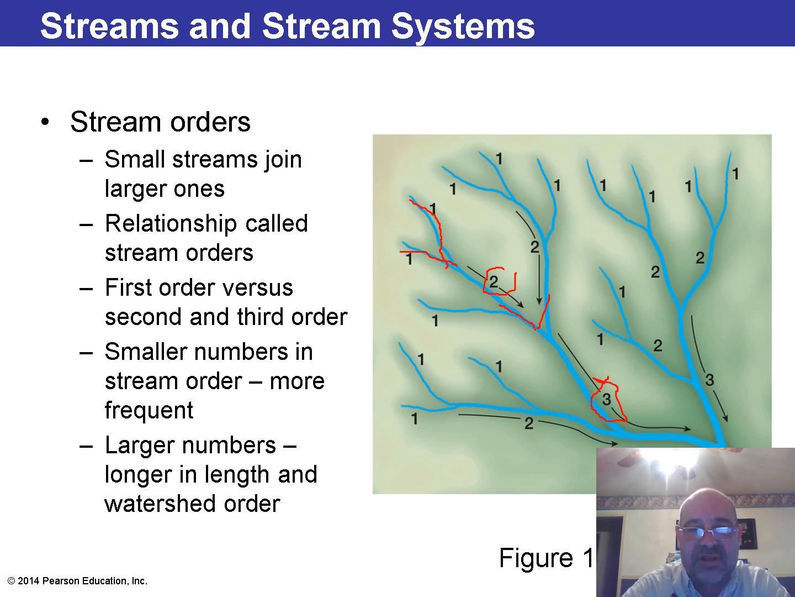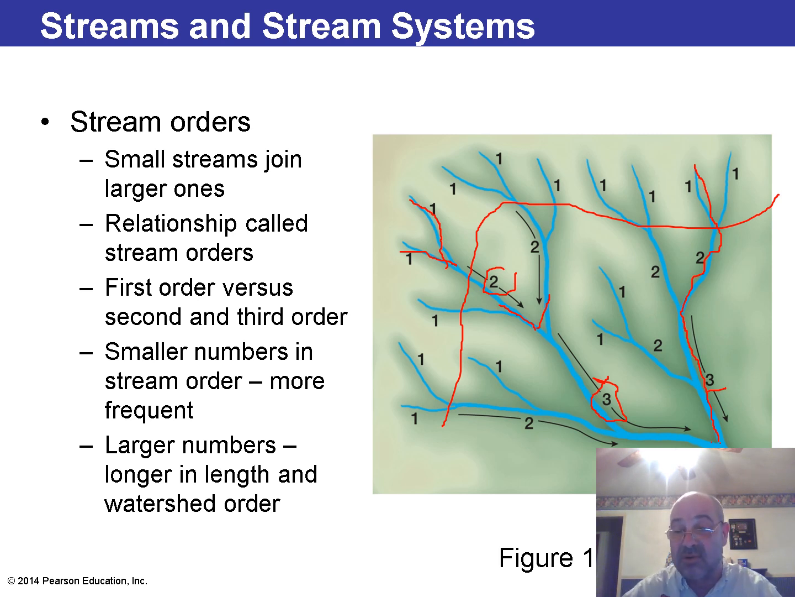So first order versus second and third order, and the smaller numbers in a stream order are more frequent. So you've got to have a lot more ones before you can have twos or threes or fours, right? Now, large numbers mean longer in length in watershed order, because for this 3 that's right here, when you measure, you're measuring all the way up, not just to where it connects, but all the way up to its headwaters. That's where the whole thing starts, okay?